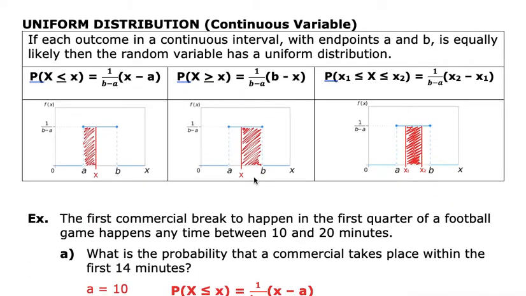So we're going to start off with our first continuous data probability distribution, which is the uniform distribution. We've seen something similar to this when it comes to uniform probability with discrete data. But for a continuous variable, there are some slight changes. If each outcome in a continuous interval with endpoints A and B is equally likely, then the random variable has a uniform distribution. Notice that this right here, the probability density function up top, is just the upper line, the function that describes the probability with all of the area underneath. This is a straight line because each outcome is equally likely.